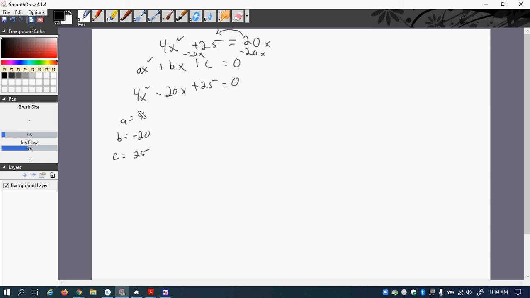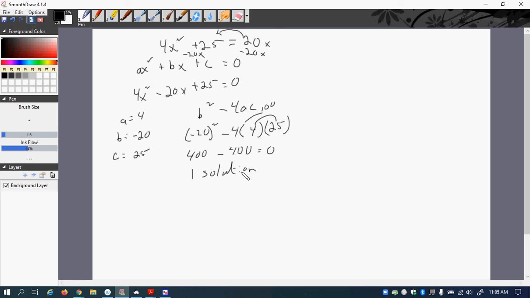Now before I put this all into the quadratic formula, let's do the discriminant and see how many solutions we get. So b is negative 20 squared minus 4 times 4 times 25. So this is 400, and this is 100, and that gives me 400. So I get 0. This tells me I get one solution. So that's all it tells me.